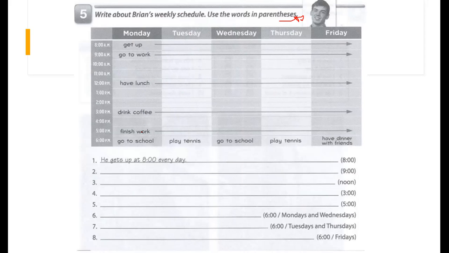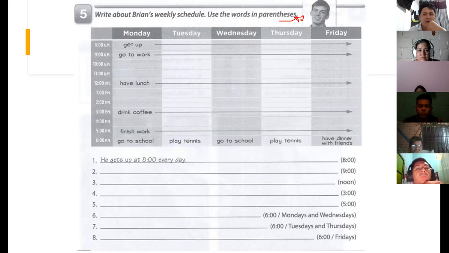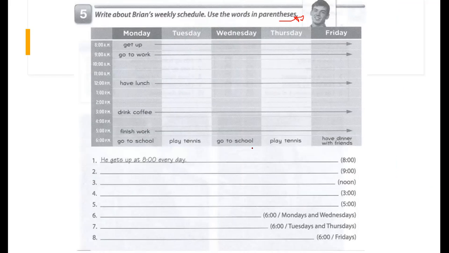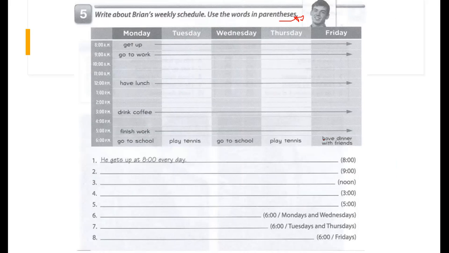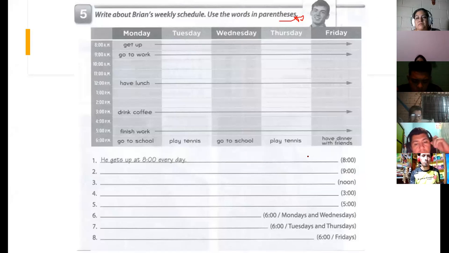Have lunch, drink coffee, finish work, go to school, play tennis. Y es pudiente, ¿verdad? He plays tennis, right? Go to school and plays tennis twice a week, as you can say it in there, ¿verdad? No es sencillo. Twice a week in there. All right. And have dinner with friends. Y todavía le alcanza para ir a comer con los amigos, as you can say it over there, right?